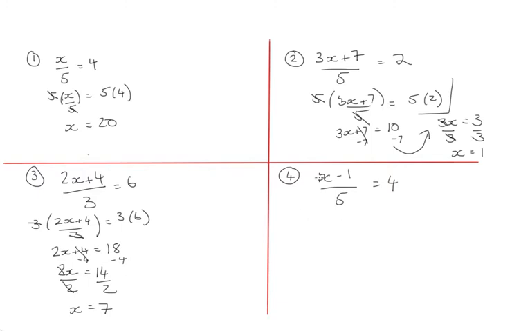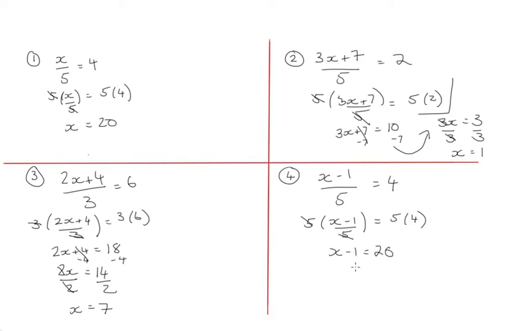And then over here, just like before, we are going to multiply left and right hand side by 5. And they cancel each other out. So we're left with x minus 1 is equal to 5 by 4, which is 20.